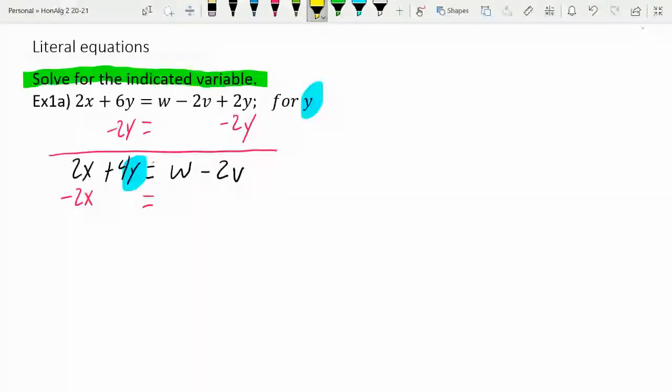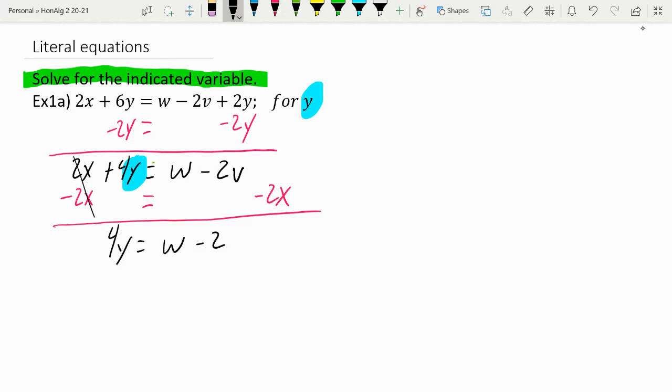Well, if you look over here on this side, there's no like term for it. So what you're going to do is just make a new column for it. You notice I put it way off to the right. There's no other x's, so I'm just going to put it off to the right. And then subtract, just like you've always done. So 2x minus 2x is gone. 4y is equal to w minus 2v minus 2x.